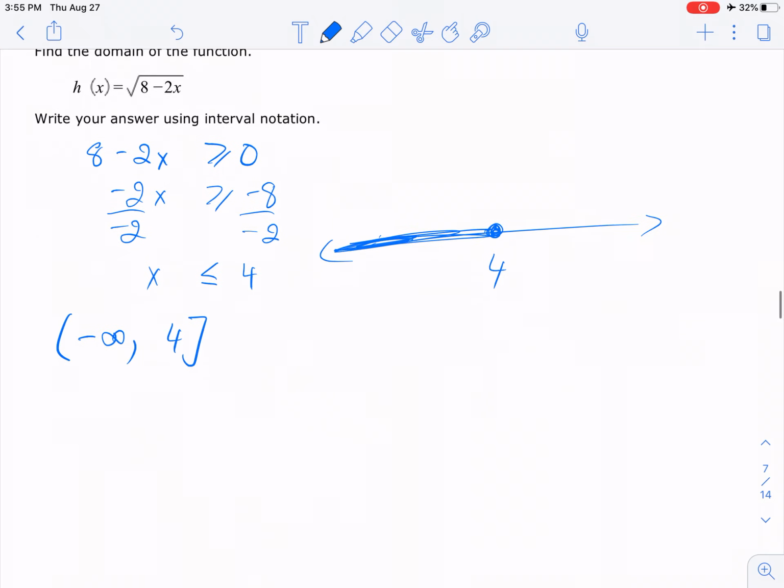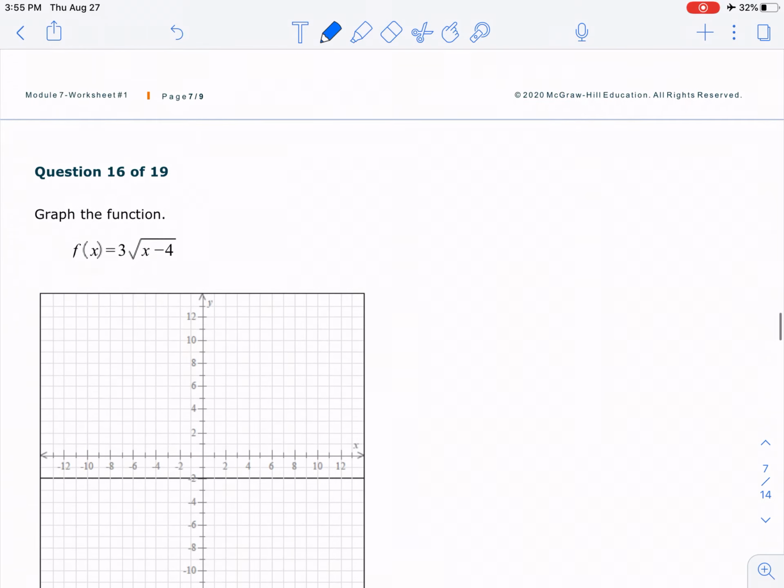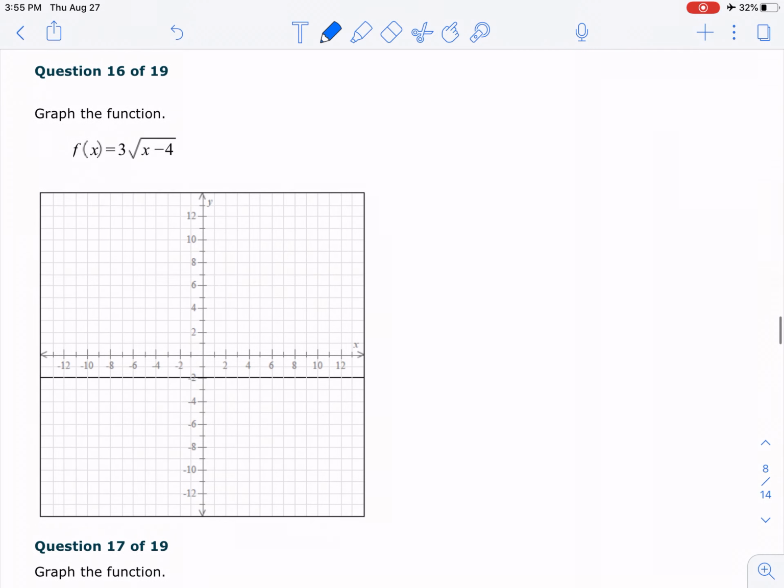All right, so let's try to graph the function. You can simply plot some points, but you can see right here the domain. We solved for the domain, and you can see that the domain is going to be greater than or equal to 4. So that's where we start. We start at 4, x equals 4 right here. Okay, so please don't pick any number less than 4.